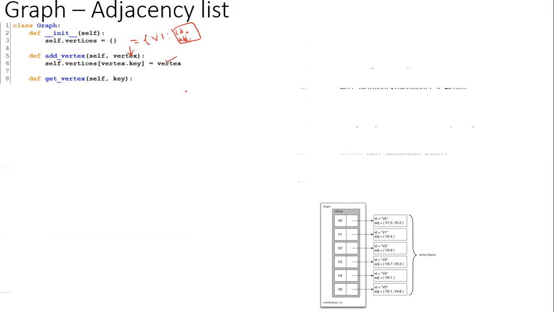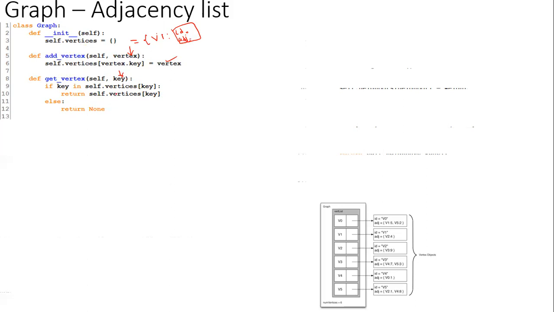Also, we can use the get underscore vertex method to get the vertex details. How are we able to get it? By passing the key value. We have a condition here: if the key is there in this dictionary, it will return the vertices of key, that is, the corresponding value in the dictionary will be returned. Good, so that will be the vertex.